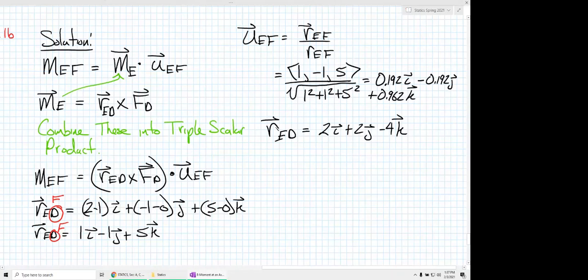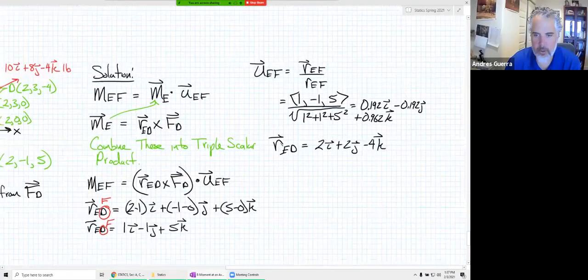Can you look back at the graph? I just got a different position vector. Maybe, yes, my points are wrong. Let's go look at that.